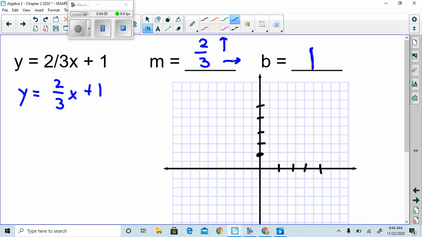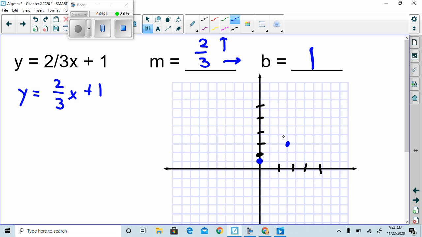So we'll start by graphing my y-intercept, a point on the y-axis, and that would be, oh, I think I put that in the wrong place, excuse me. It should go right there. There's my 1. Okay. Now I'm going to go up 2, 1, 2, and over 1, 2, 3.